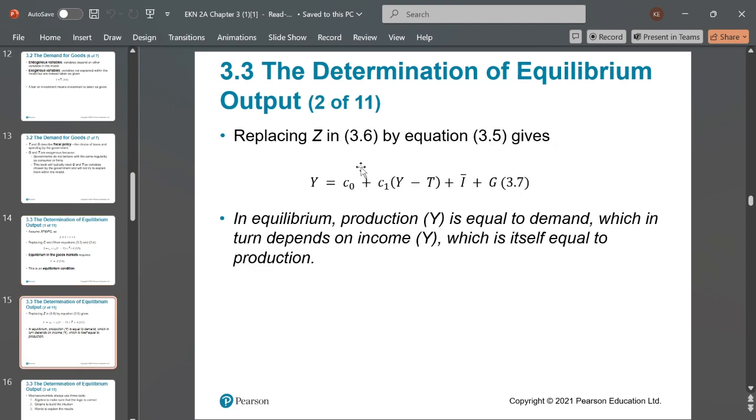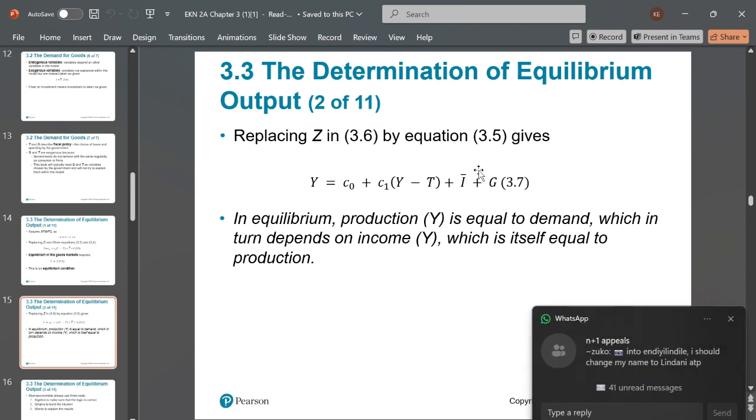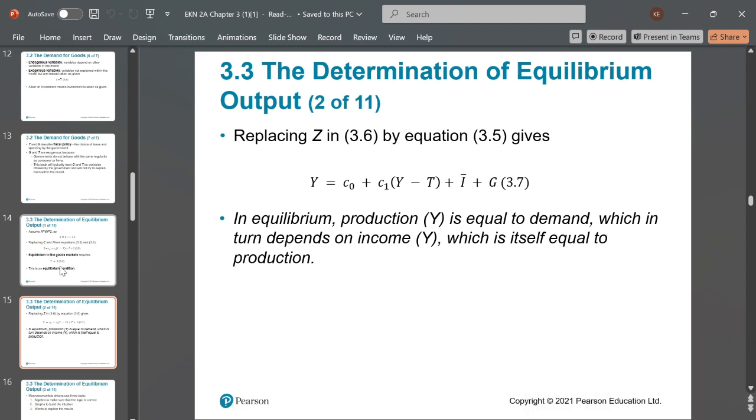So now, because Y is equal to Z, we can say that Y is equal to the autonomous consumption plus your propensity to consume times your income minus your taxes, which in simple terms is your disposable income, plus your investment. And the reason for this bar is basically to say that it is given. You take it as given. Plus your government spending. So that basically sums it up.